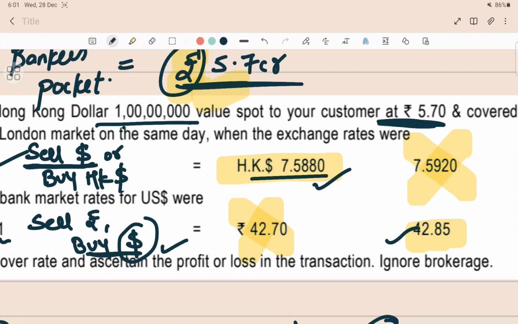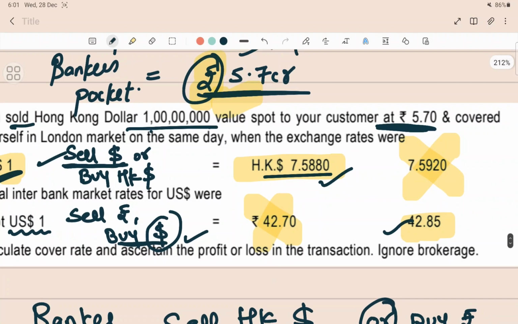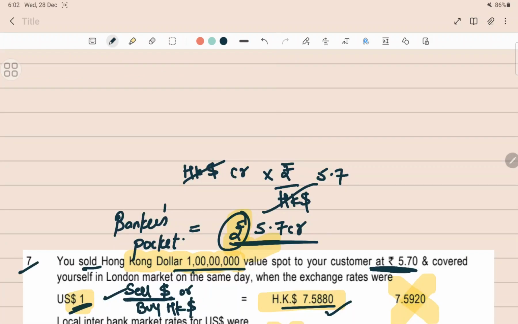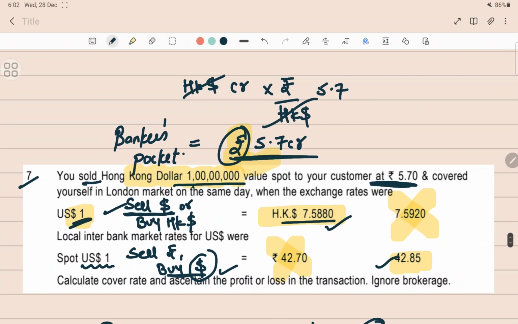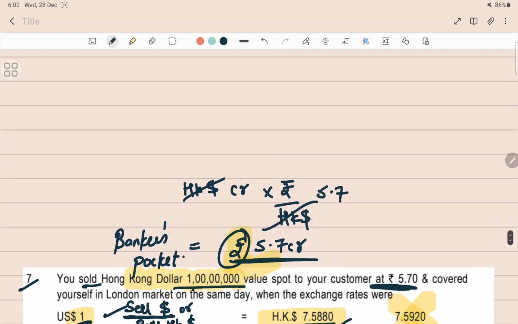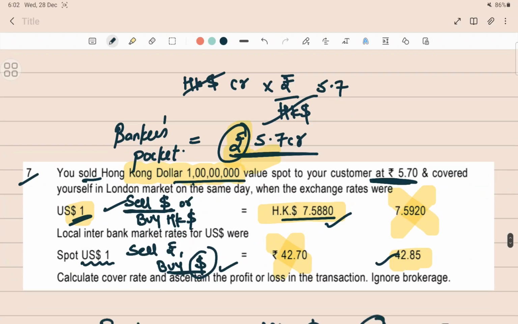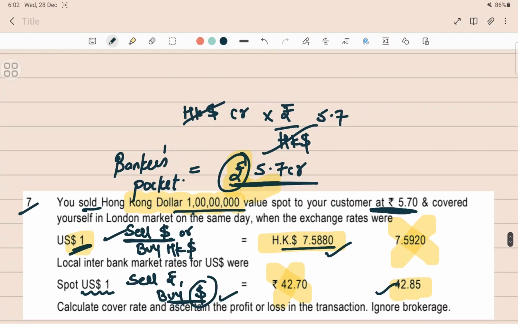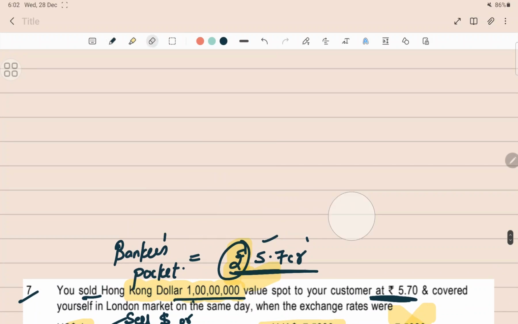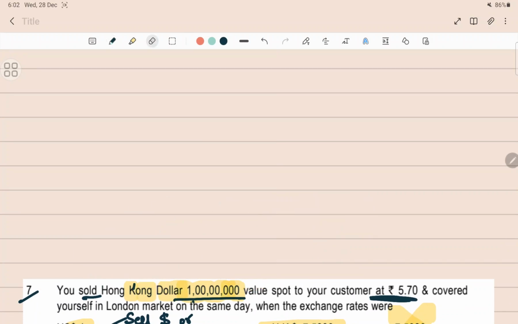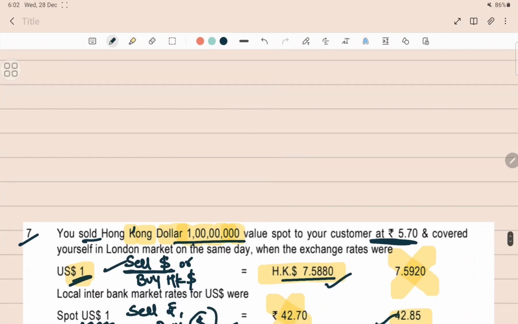Step 2 is whether you divide or you multiply these rates to your quantum. The main quantum is Hong Kong dollar 1 crore. This is your main quantum given to you in the question. So that is step 2. Okay, the rates are selected. Now we proceed to the next step, that is whether you divide or multiply. Where should I write that? Here, because it's easier for you, because the question is also right here.